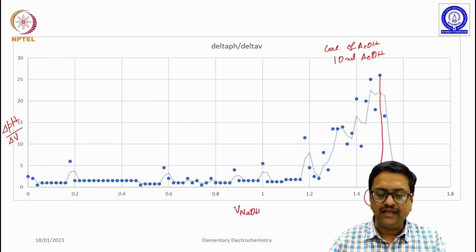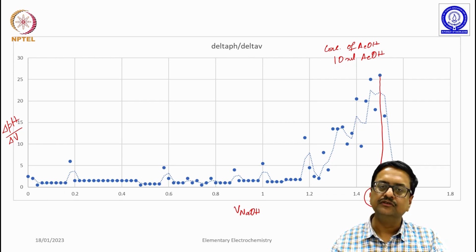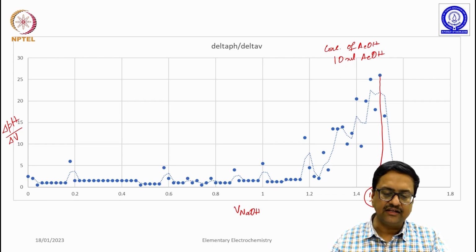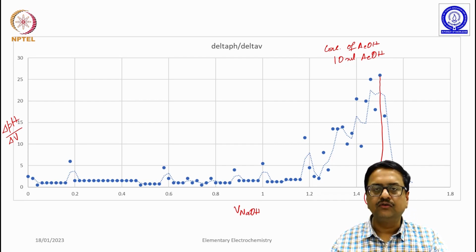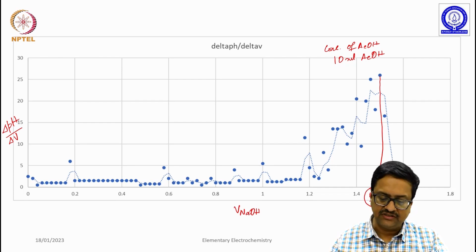The main aim of this experimental demonstration was to show you how one can use potentiometric titrations for acid base titration. One can follow the pH and the change in pH to get the end point of an acid base titration without an indicator. Hope you have enjoyed this experimental session.